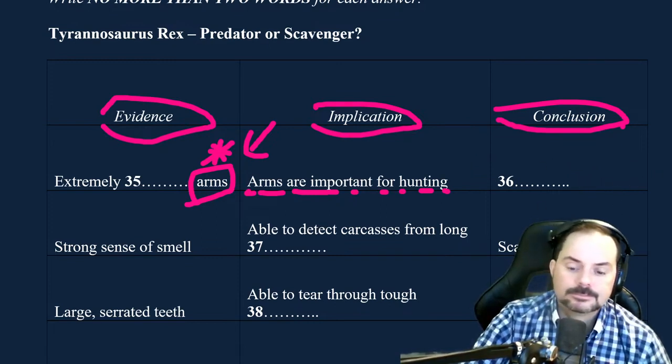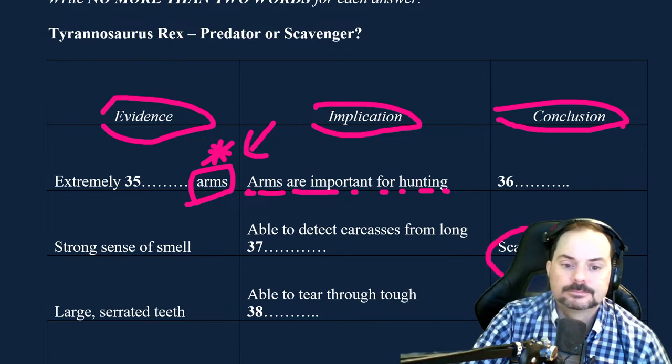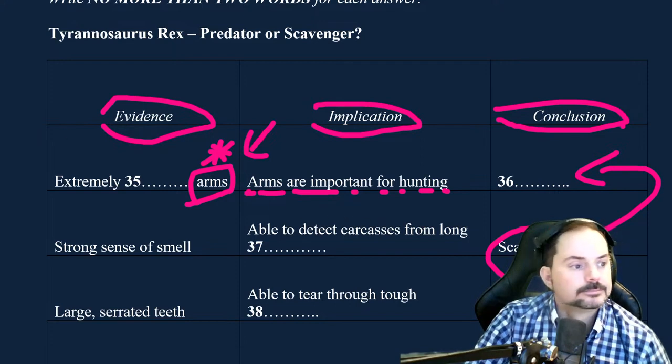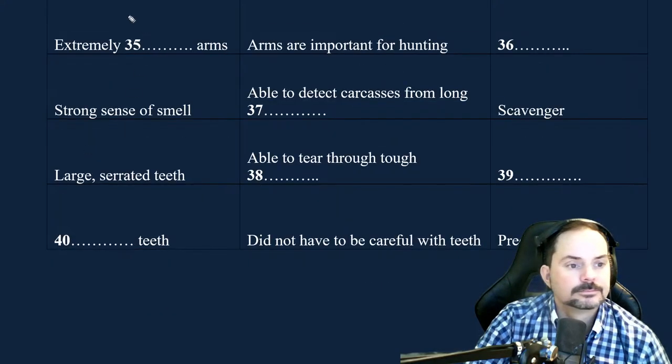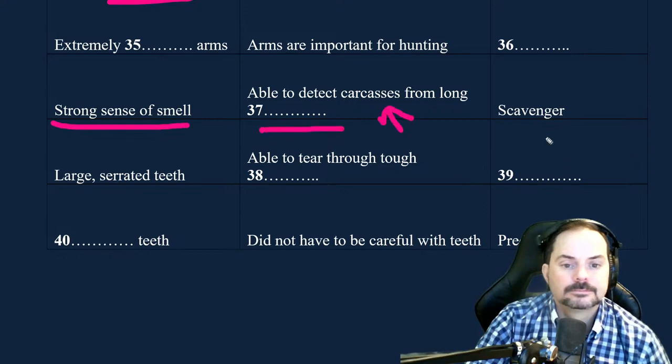Well, that is one of the questions that has led scientists to believe that T-Rex was a scavenger and not a predator. It is very difficult to believe that it could have been an effective predator, with arms being so important for hunting. Another fact that leads scientists to believe T-Rex was a scavenger was its extremely strong sense of smell. This enabled T-Rex to smell carcasses over long distances, giving it a big advantage as a scavenger.